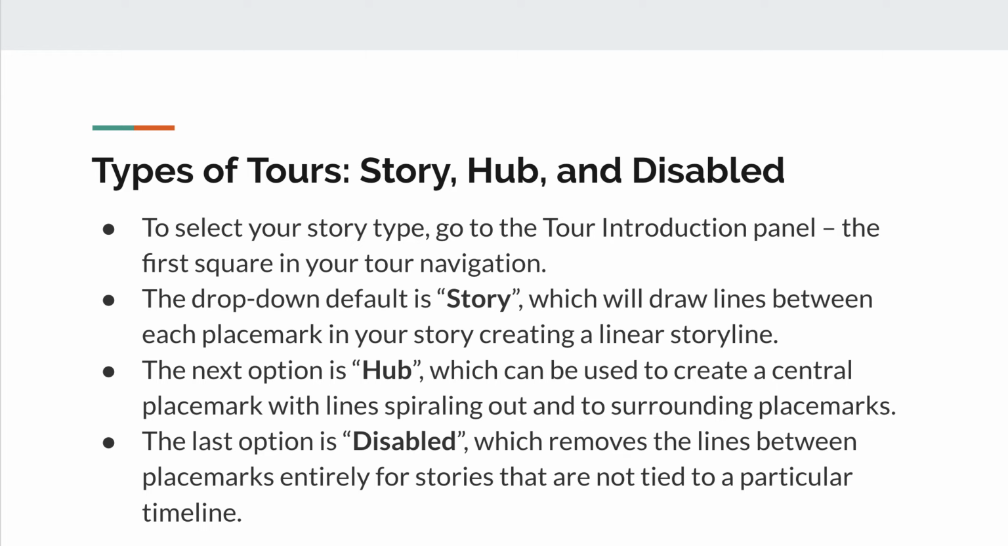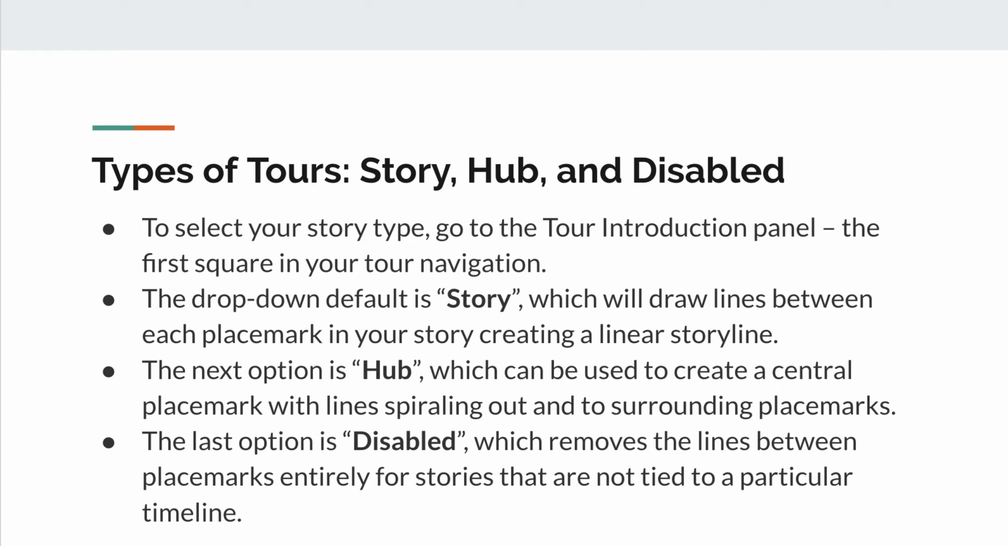Now, there's 3 different types of tours. And on your main tour introduction panel page, on the very first one, you'll be able to decide what type of tour you want to do. There's story, hub, and disabled. So a story tour is where it's going to draw the lines between each place mark that you drop, each pin that you drop, in a linear storyline. So you stop 1, and then it's going to have a yellow line to where your next stop is, and so forth.